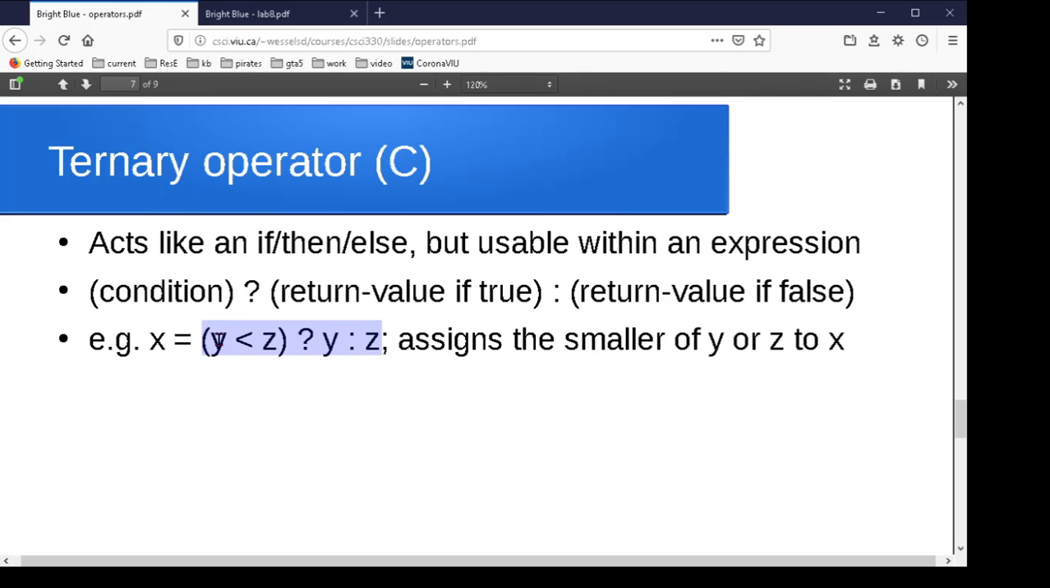Or I guess the expression is not so much a return, the expression evaluates to that value. So does this expression evaluate to y, or does it evaluate to z? In this particular case, we're saying, well, if y is smaller, it evaluates to y, otherwise it evaluates to z. So this is effectively assigning the smaller of y and z to x. Now again, if you've been taking a look at Lab 8C, I think it's Lab 8C, you'll see that you do have one of these ternary operators that you have to do some experimentation with.